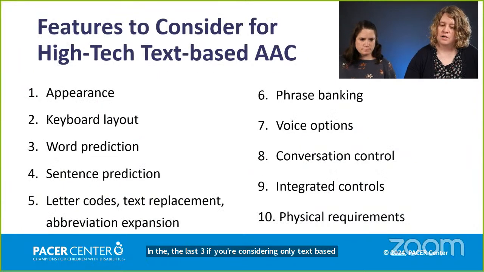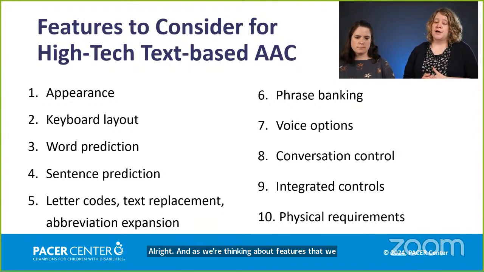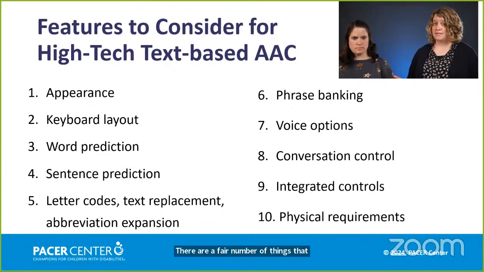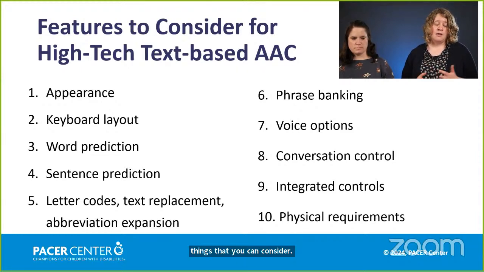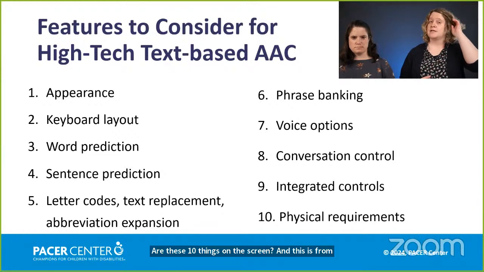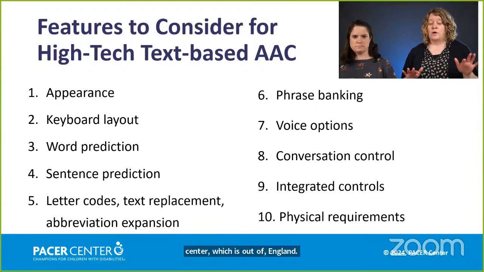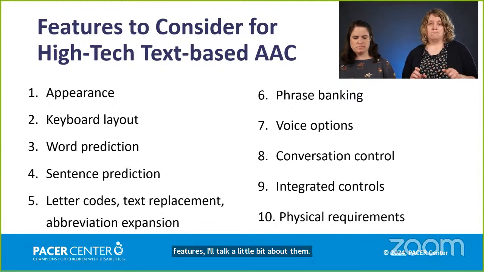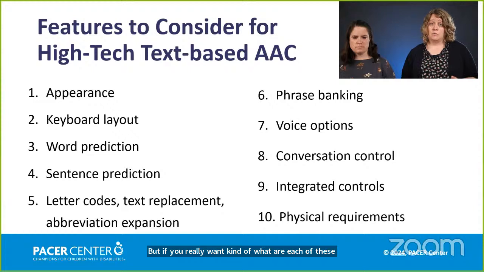All right. And as we're thinking about features that we can consider when we do text-based AAC, there are a fair number of things that may be important to some may not be important, but some things that you can consider are these 10 things on the screen. And this is from ACE Center, which is out of England. They did a great webinar, which is linked on your handout, that went through each of these features in depth. So if you're interested in learning more about these features, I'll talk a little bit about them. But if you really want kind of what are each of these features, how do they work, things like that, that is a great webinar to look at.